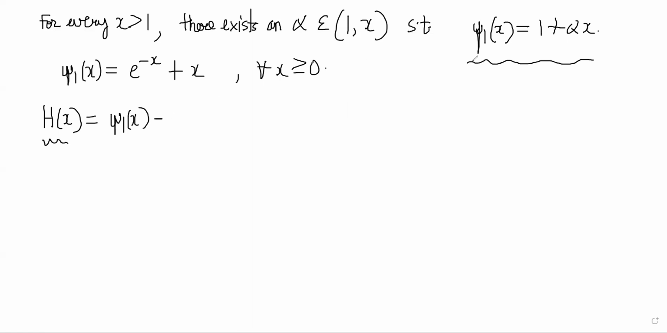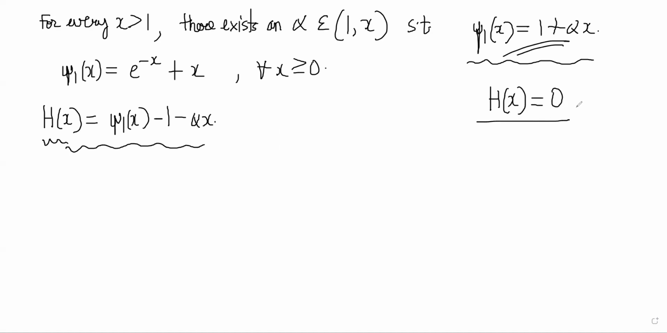Okay, we have to prove this, right? So let's define psi 1 x minus 1 minus alpha x as my function. We have to check whether this is true or not. So technically we have to check whether h of x is equal to 0 or not in this interval, when alpha lies in this interval for every x greater than 1, right?